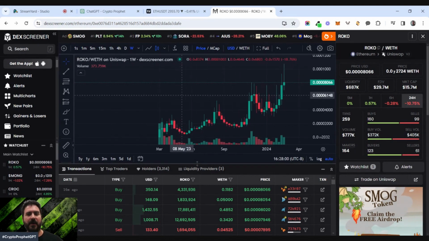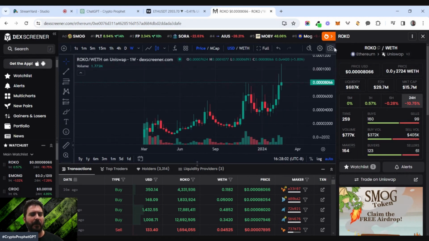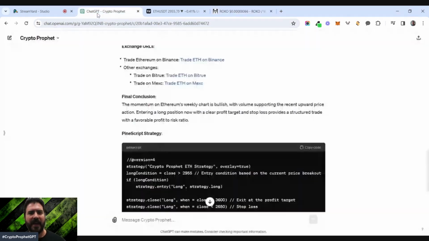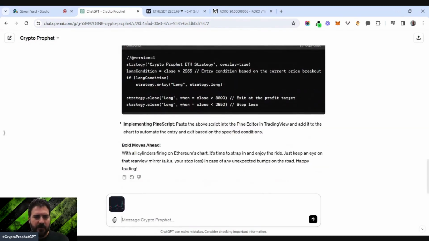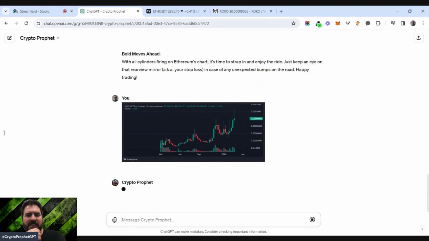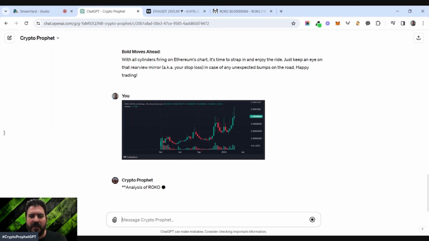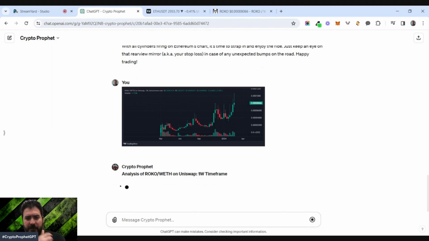So I'm again on the weekly chart. I'm going to go ahead and take a picture. We'll take a copy image. There we go. Copy image. Go back over to Crypto Prophet. I literally just paste that chart into Crypto Prophet, press enter, and let's see what it says about the Roko chart. Let's see if it picks it up, right? Because it's on Dex Screener. I haven't done too many of these on Dex Screener. Usually I'm using TradingView. Well, let's see if it picks it up.